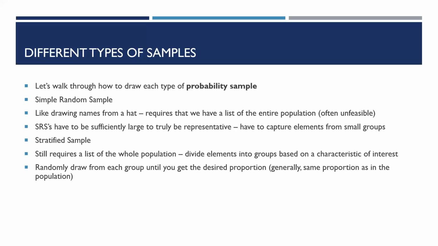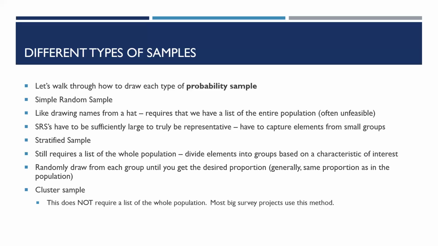Right, so like I said, you'll have the list, you'll draw randomly from each group until you get the desired proportion, generally the same proportion as in the population, but not necessarily. If, say, you want to study attitudes of certain minority groups, you might overdraw on that, right? And there's weighting techniques in the statistical analysis that help you generalize to the population, but you might want to have a sufficiently large sample of a certain subgroup, right?